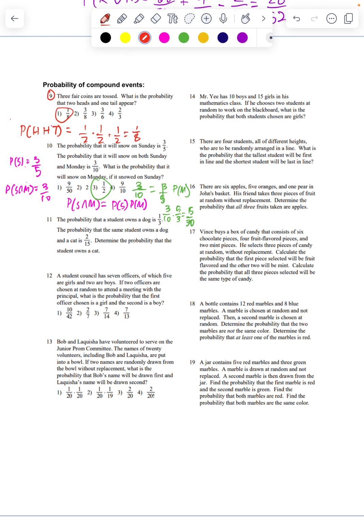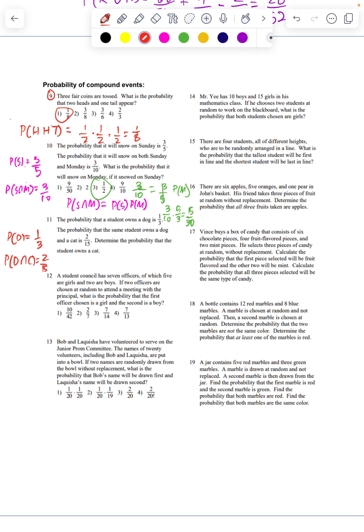All right, let's do the next question. The probability that a student owns a dog is 1 out of 3, and the probability that a student owns a dog and a cat is 2 out of 15. Again, it's kind of the same exact example here. Let's break this down again. So P of D equals 1 out of 3. Probability of owning both dog and cat is 2 out of 15.